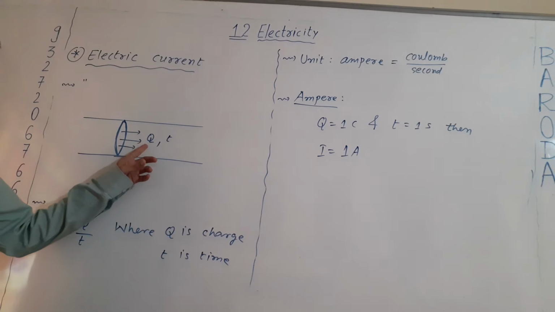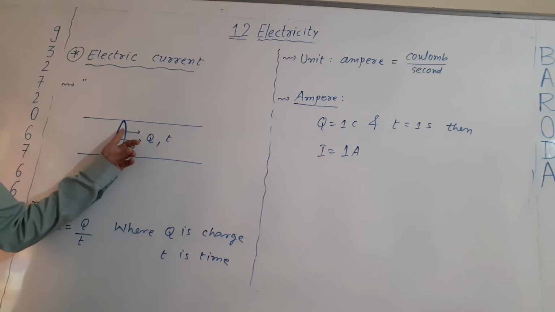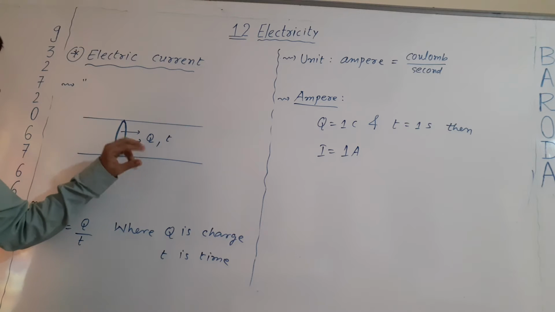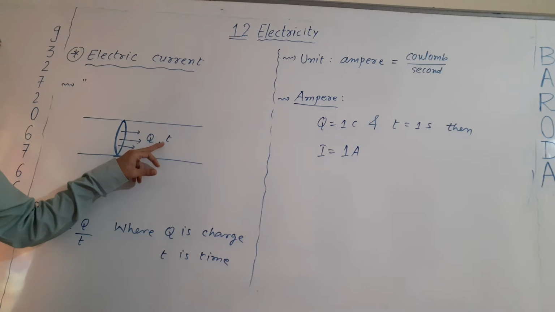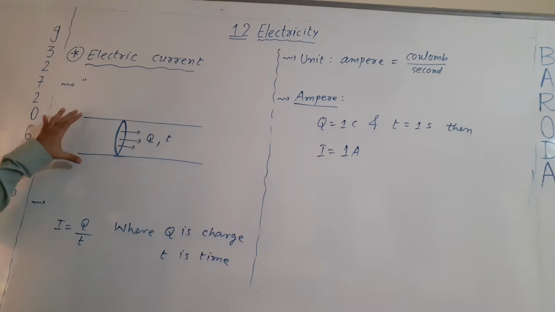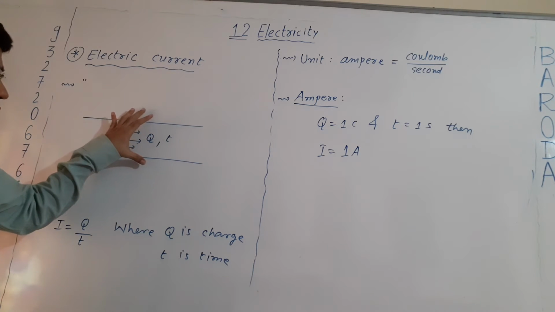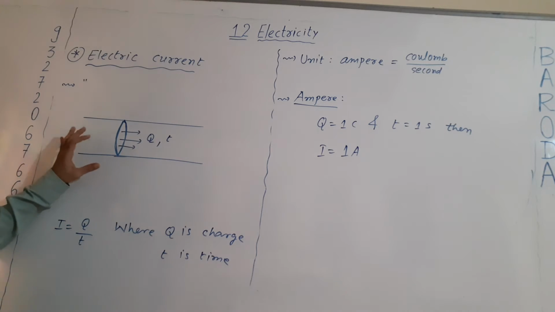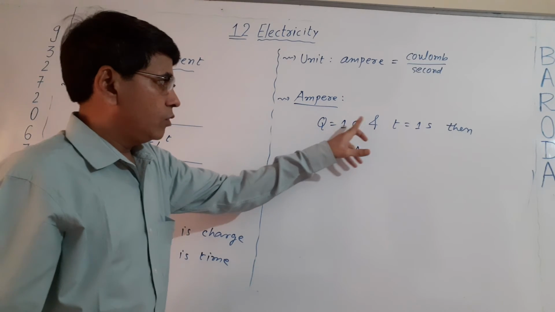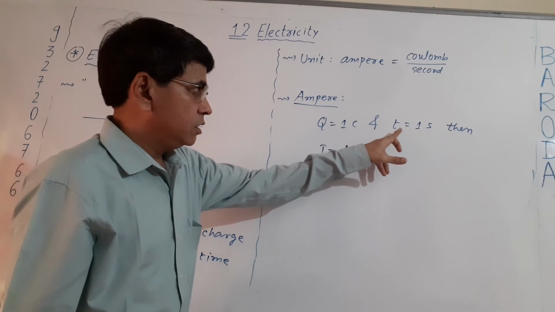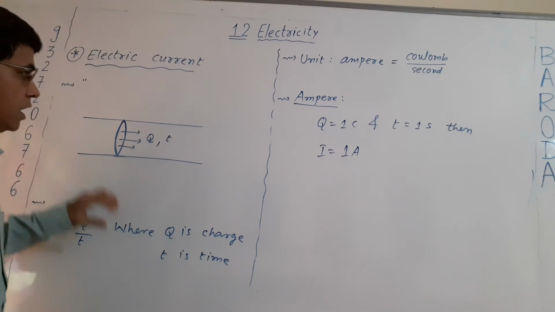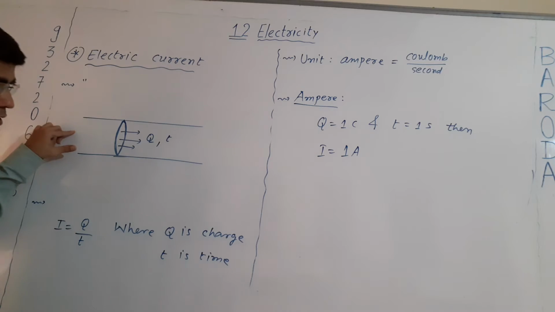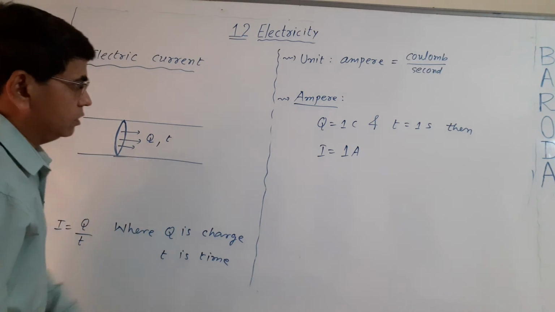If 1 coulomb charge flows through any cross section of the conductor in 1 second, then the electric current flowing through the conductor is said to be 1 ampere. Once again, if 1 coulomb charge flows through any cross section in 1 second, the electric current flowing through this conductor is said to be 1 ampere.